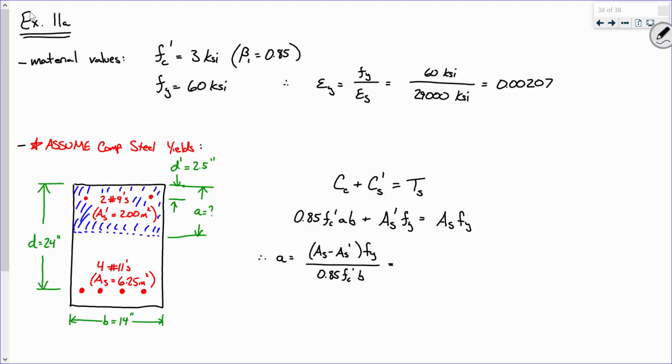Okay. So let's plug and chug and let's see what we get. So we've got 6.25 square inches minus 2.00 square inches times 60 ksi, over 0.85 times 3 ksi times 14 inches. Somebody help me out and tell me what you get. 7.14, like 3. Second on that? All right. Okay. Now that's a.